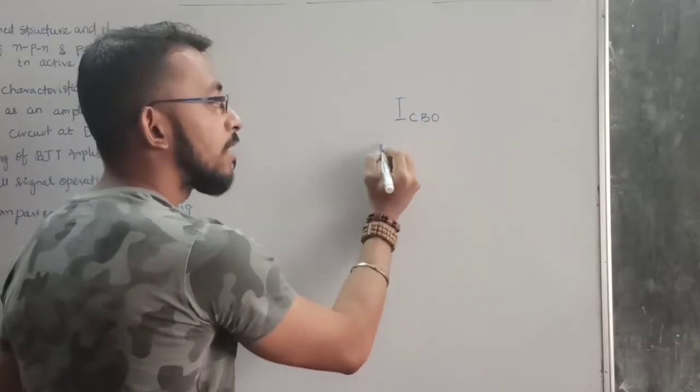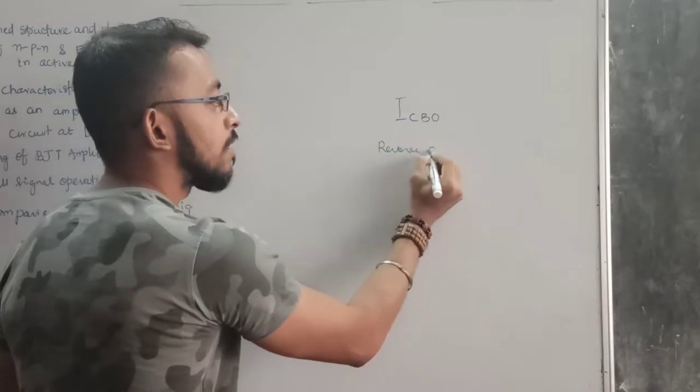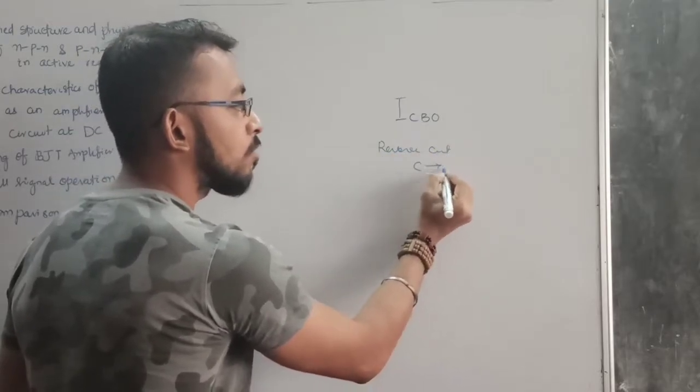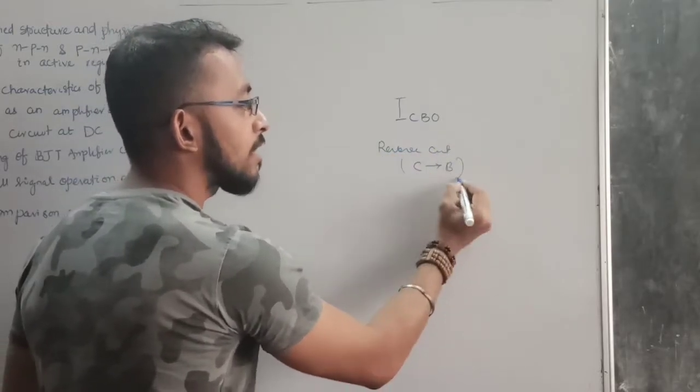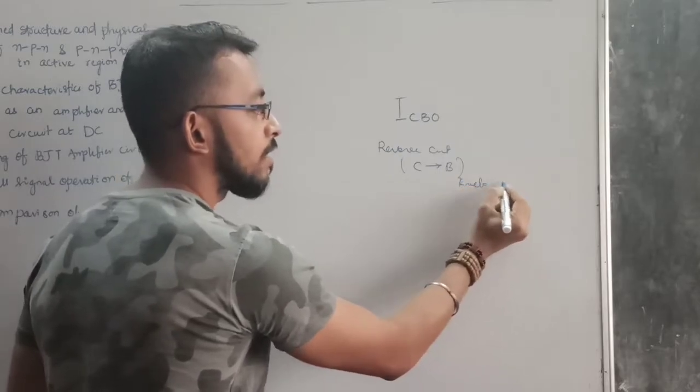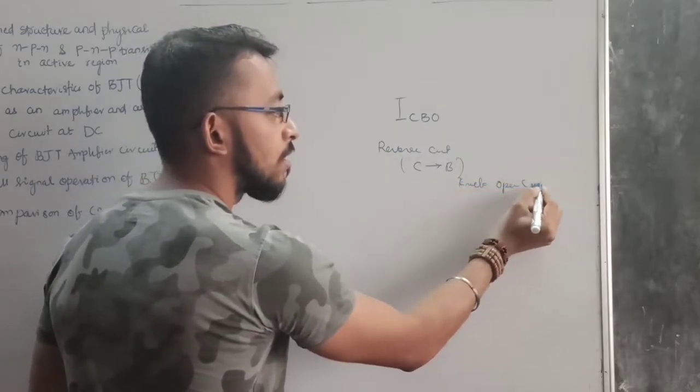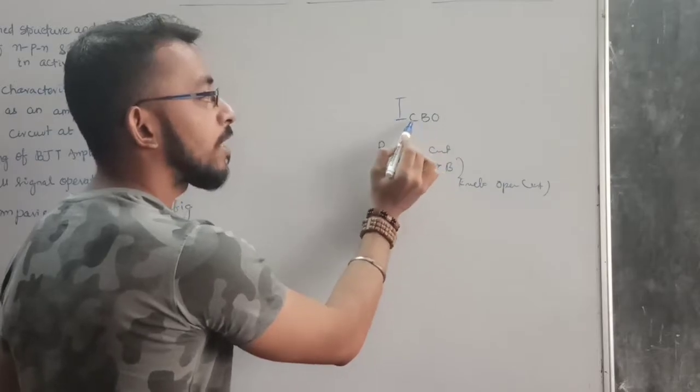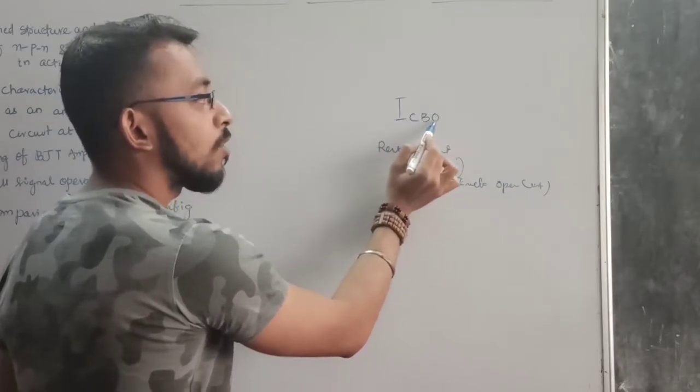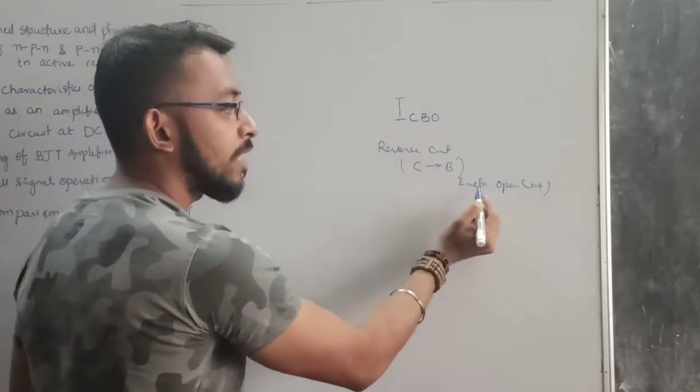It is a reverse current that flows from collector to base, when my emitter is open circuit. That's why the name ICBO: the collector to base current. The O represents the open circuit emitter.